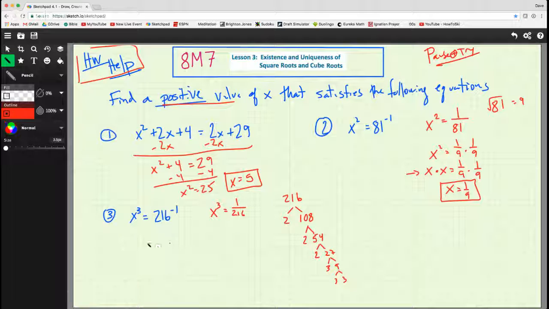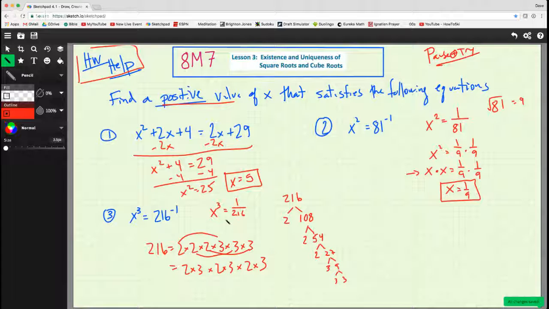So we get 216 equals 2 times 2 times 2 times 3 times 3 times 3. And now we can make 3 groups that are all the same. So 216 is 2 times 3 times 2 times 3 times 2 times 3. And all we've done is switch these numbers around, which we can do because of the associative property. And so 216 is 6 times 6 times 6. So 216 is equal to 6 cubed, so the cube root of 216 equals 6.